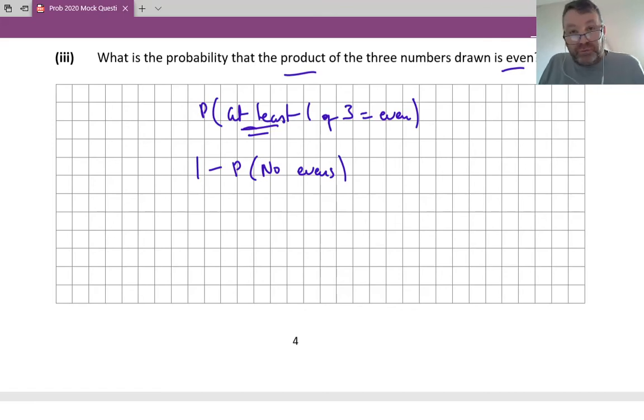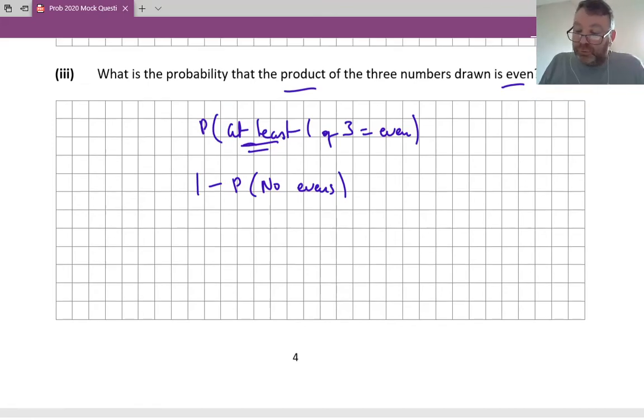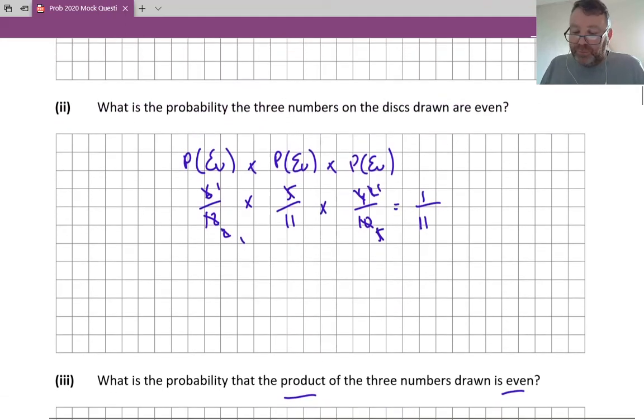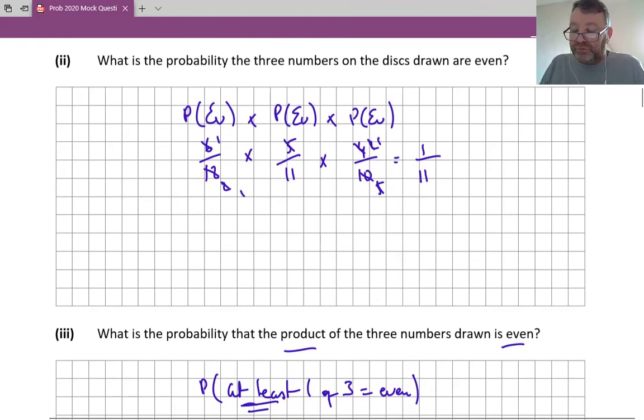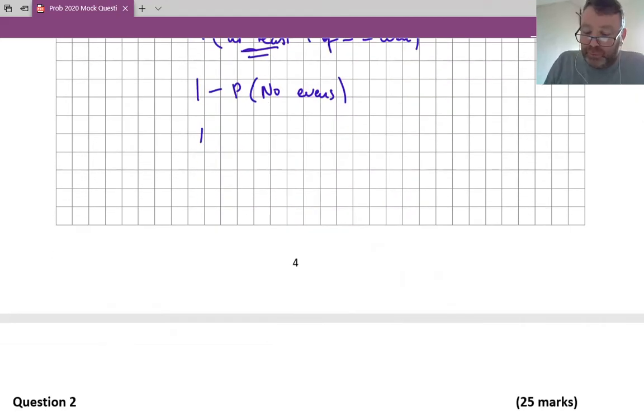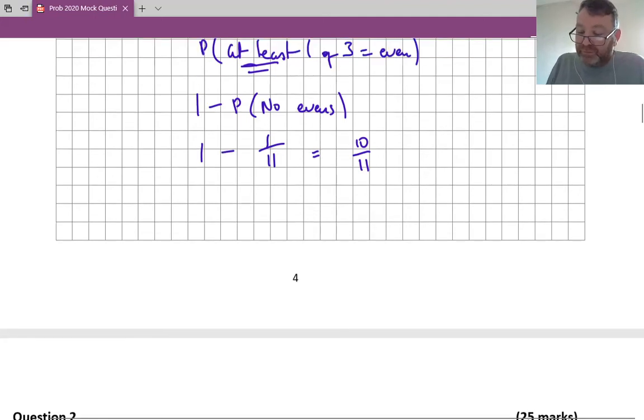So no evens, what does that mean? Well, we've already worked out here, if you just take a look back up here quickly, what does that represent? That represents that the three numbers on the discs are even. So therefore, if there's no evens, surely that's going to be 1 minus 1 over 11, which is 10 over 11. That's it.